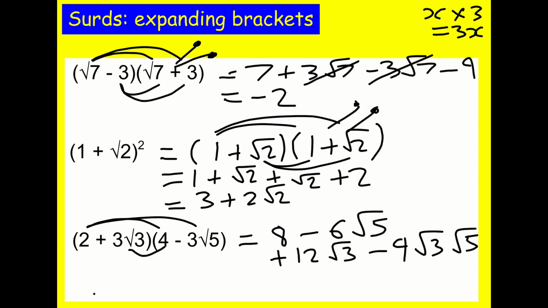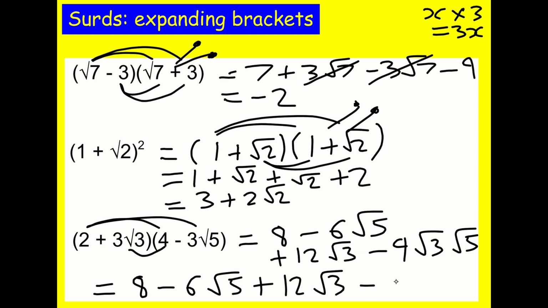Okay, this is not looking particularly nice. I don't have any like terms here because they all contain different things: a number by itself, something containing root 5, something containing root 3, and something containing root 3 and root 5. So actually this one's going to end up being pretty much as we have found it. The only thing I might do, I could leave it like this, or I probably would write this as root 15. Okay, I've used a rule where you can basically put a root and multiply these two numbers here. And that's it. We're done.